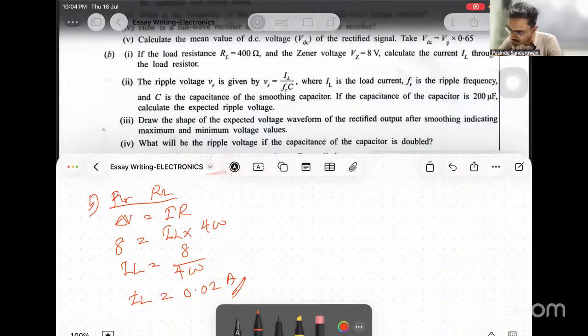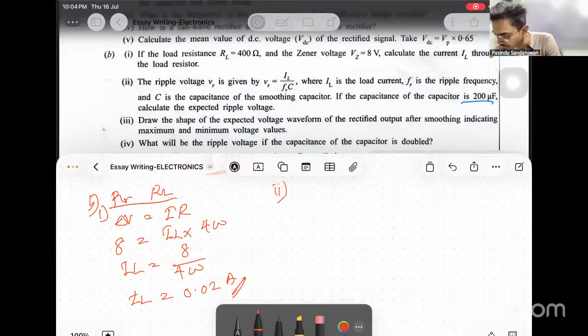Then IL, that's it. This is part 1. Part 2, the ripple voltage VR. Ripple voltage means the voltage difference between the ripple. The ripple voltage VR is given by VR equals IL over FRC, where IL is the load current, FR is the ripple frequency, and C is the capacitance of the smoothing capacitor. If capacitance of the capacitor is 200 microfarads, calculate the expected ripple voltage.